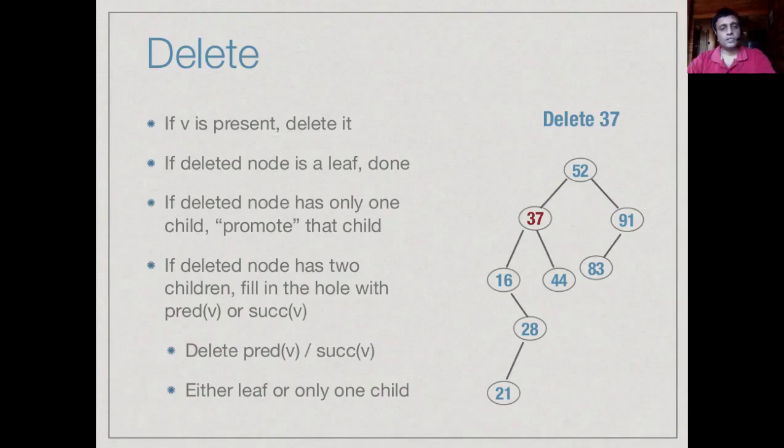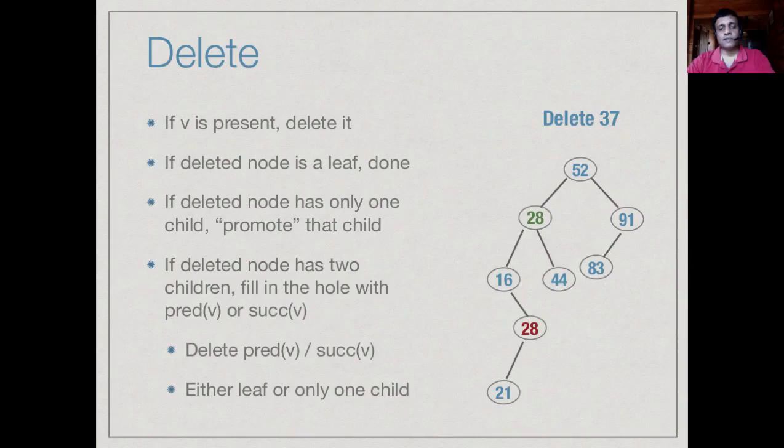Supposing we identify its predecessor. The predecessor, remember, will be the biggest node, the maximum in its left subtree. So here it will be 28. So what we will do is copy the 28 to this node which is to be deleted. So the node has not been deleted, but its value has been replaced by 28.